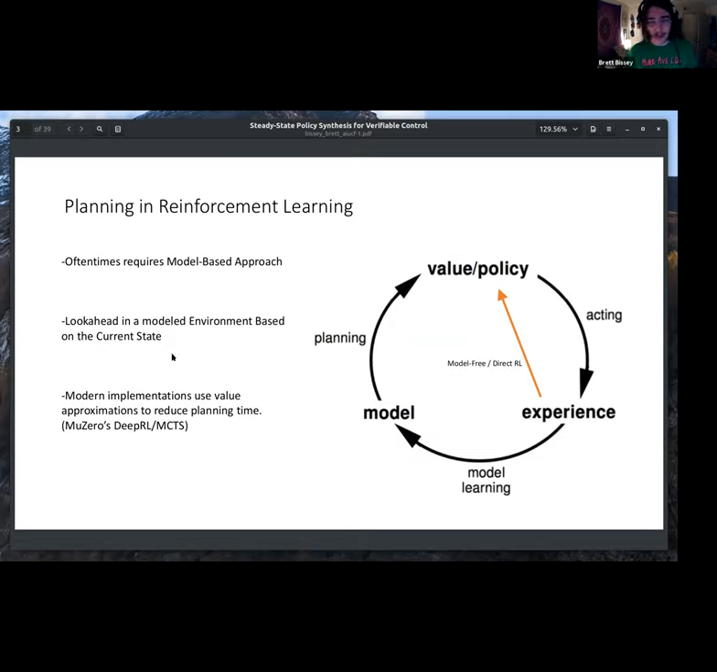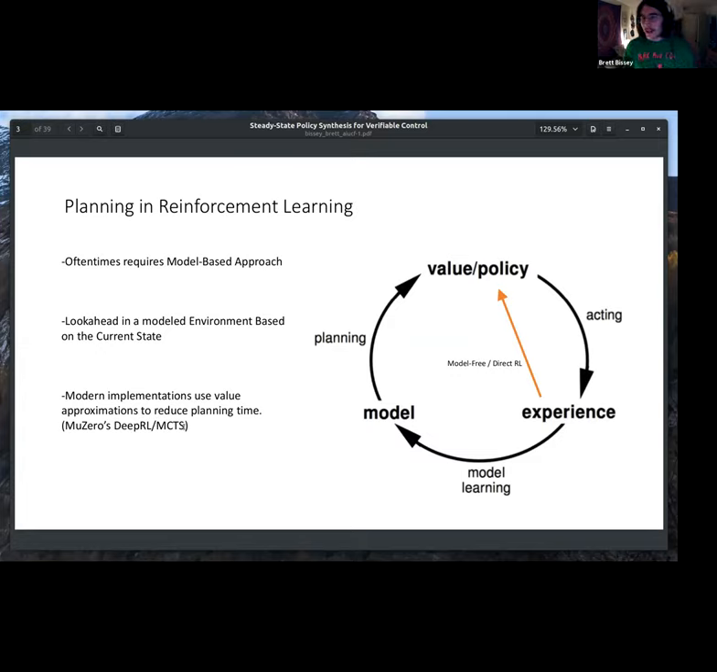Modern implementations use value approximations to reduce planning time. This means that within our model environment, within the search through the different game states, we don't have to search every state to completion of the game, because we can approximate how good a certain state is with a deep neural network. This is how neural nets have encouraged growth in these areas of reinforcement learning. Monte Carlo tree search is a pretty old algorithm, but it's too time consuming, and it's not scalable to general reinforcement learning. But if you can approximate states within this tree search, you can really reduce your time.